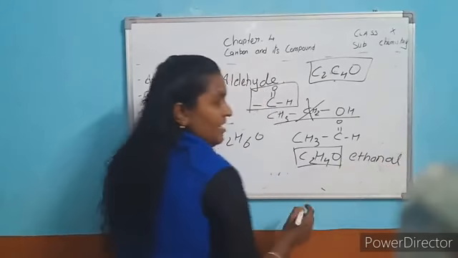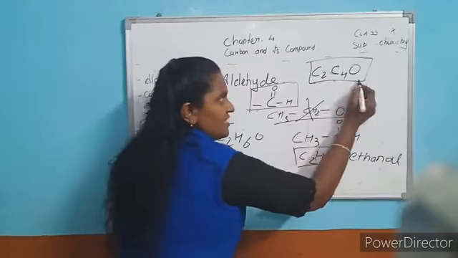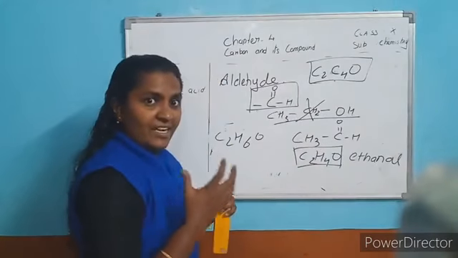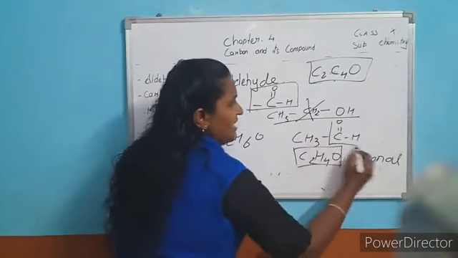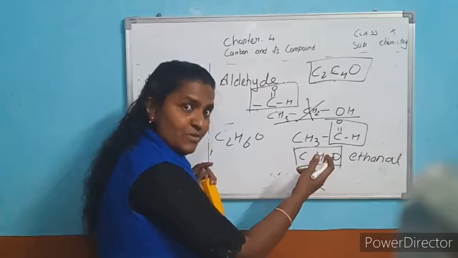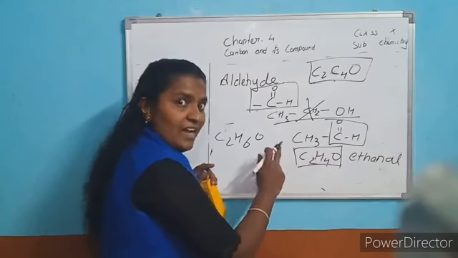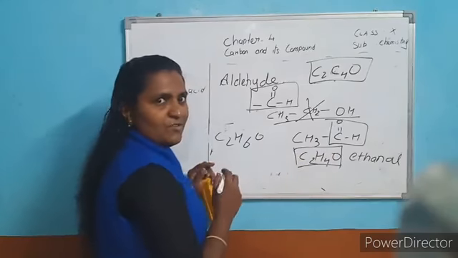The question is, by seeing this compound, identify the functional group and the alkyl group. This is an aldehyde group. This is an alkyl group. Methyl is an alkyl group.